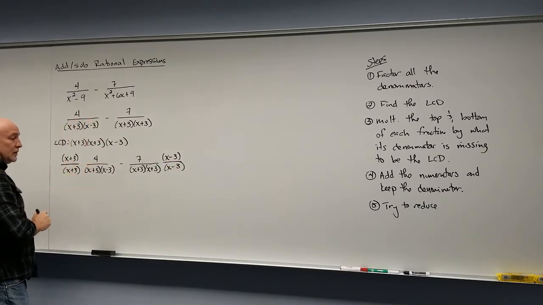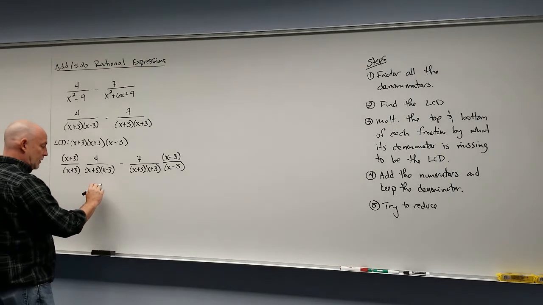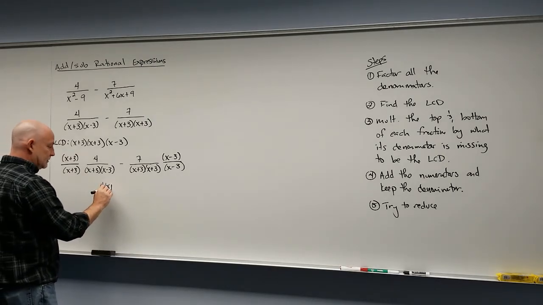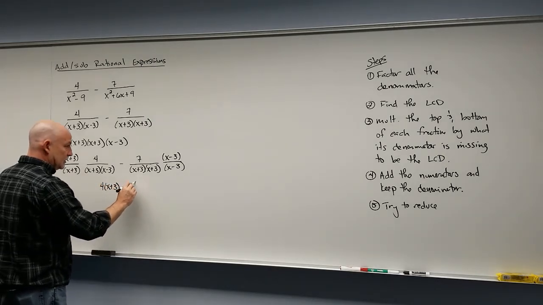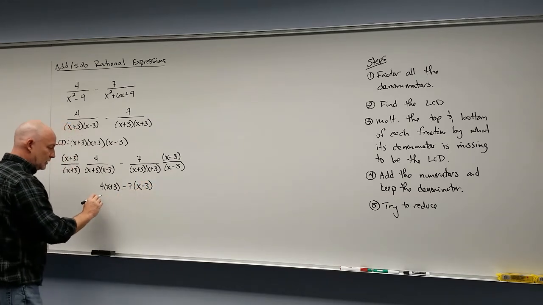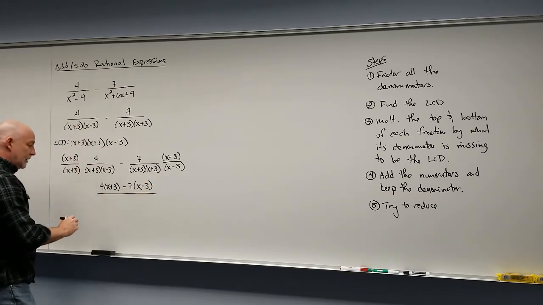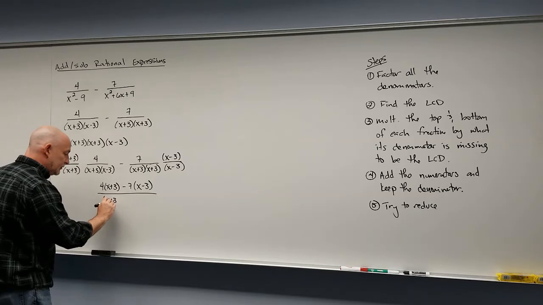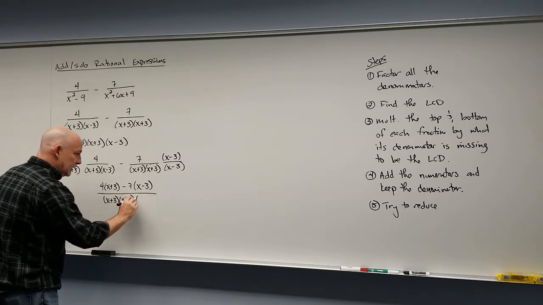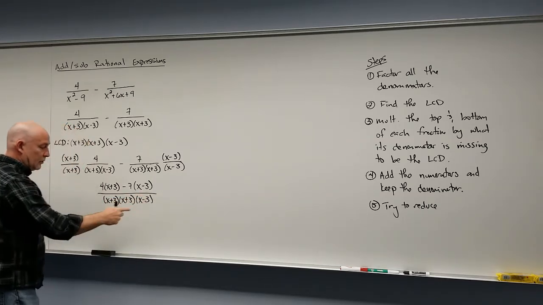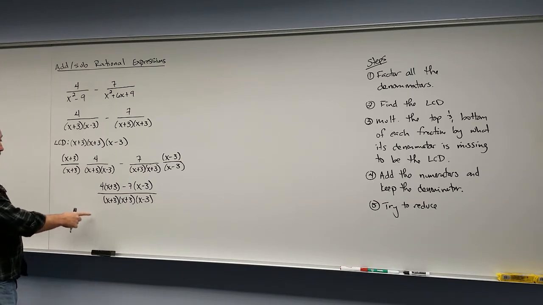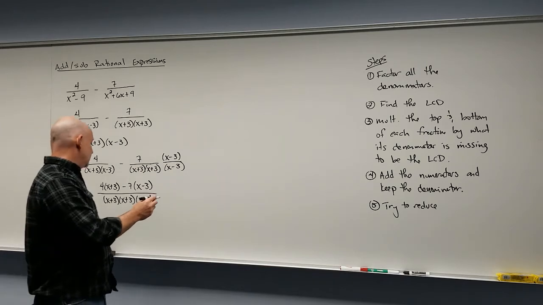Now here, since we have to distribute on the top, we're going to write one more step. So that's going to be 4 times x plus 3 minus 7 times x minus 3. And of course, we already have a common denominator. That denominator is x plus 3, x plus 3, x minus 3. And it doesn't matter what order those are in, of course. All right, so now what we've got to do is go ahead and distribute everything out on the top and combine like terms. So let's move this up here.